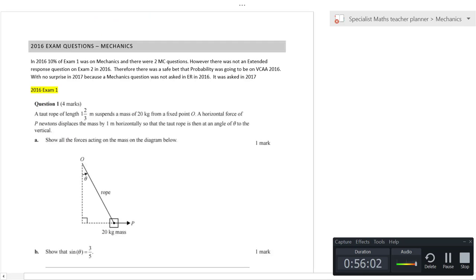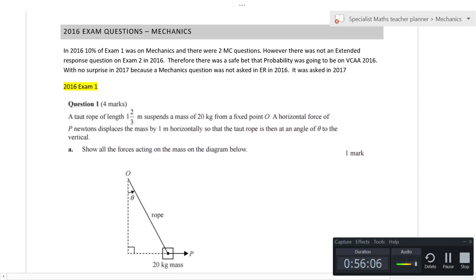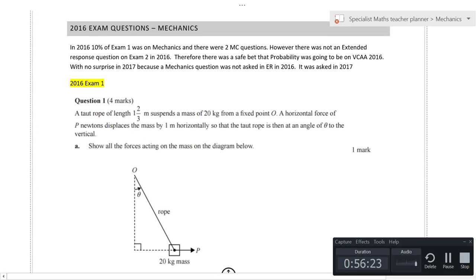I'd encourage you, for anyone that wants to get over a 35, I want you to do them anyway, just for fun. Now, let's start looking at what mechanics questions look like from 2016. In 2016, 10% of exam one was on mechanics. Okay, and here's the question. I've got it right here. We're going to do it.